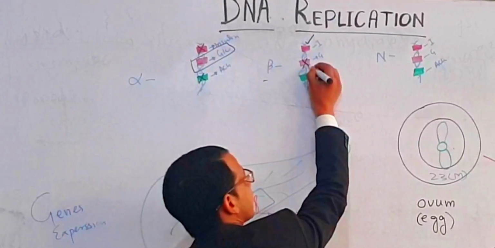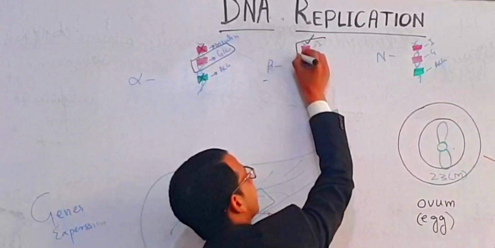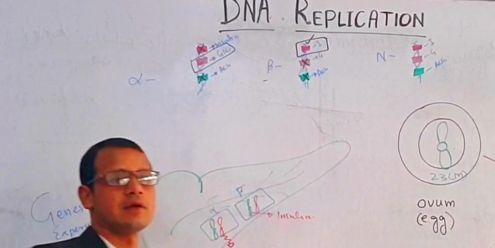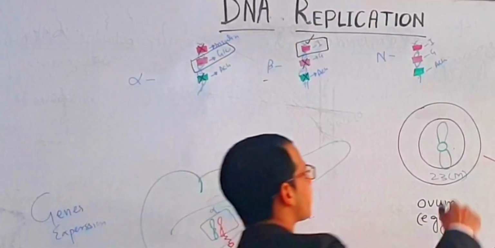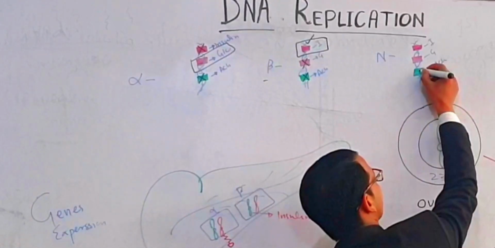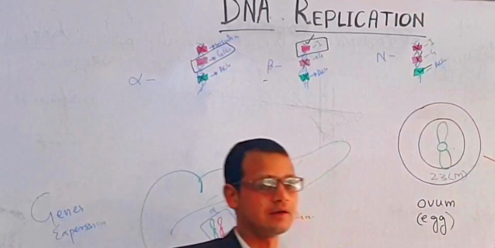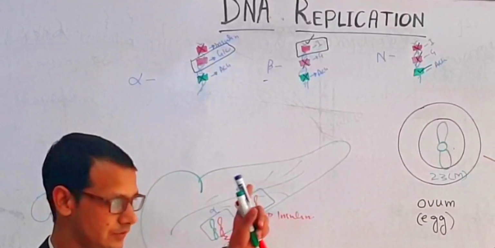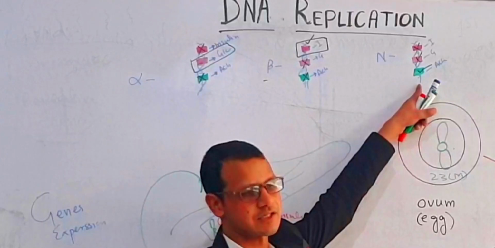Right? Here in beta, only the gene for insulin can express. The glucagon gene cannot express, acetylcholine cannot express. So this cell is for insulin production. Right? In neurons, the gene for acetylcholine can express, and these both cannot express in the neuron. So the neuron is responsible for signal transmission.